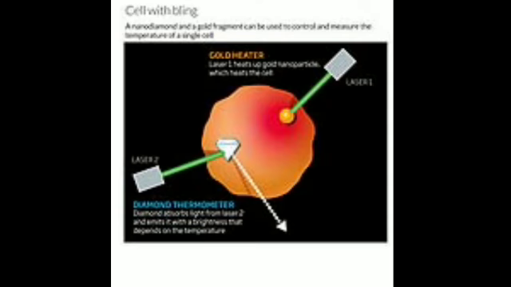Now this is the picture of a diamond thermometer. Diamonds are highly sensitive to heat rays, so they are used for making highly accurate thermometers. So this is an example of the diamond thermometer. This is all for today.